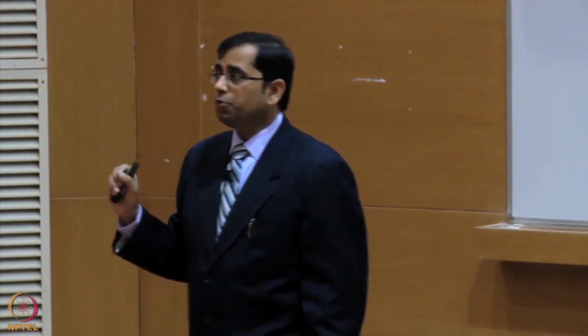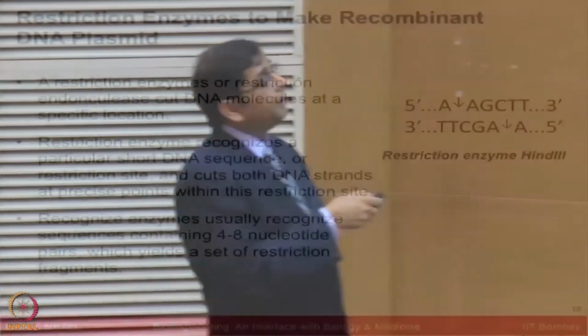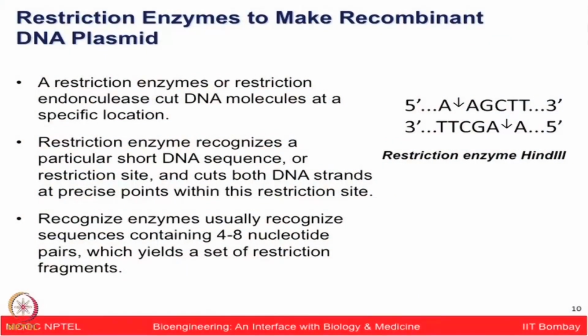What is important for you to remember is that these restriction enzymes work very precisely. They only work on a specific DNA sequence, and when they see, for example, in this case from 5' to 3', AAGCTT, between the two A's it is going to make a nick. It is going to cleave only between these two A's, as well as on the opposite strand.